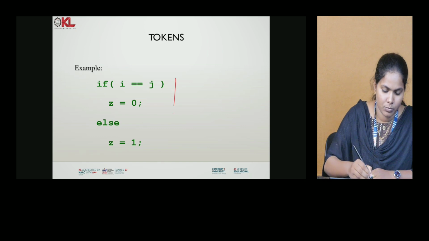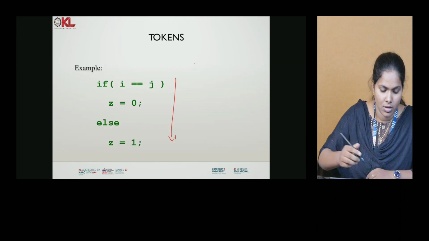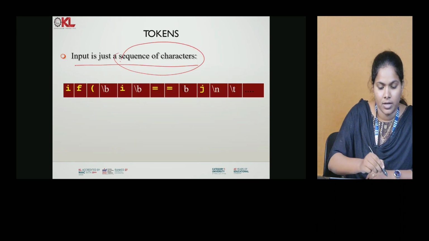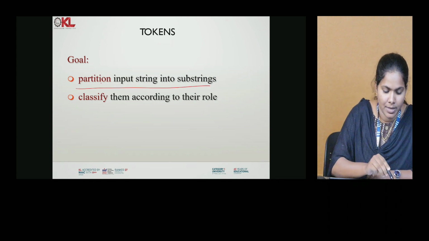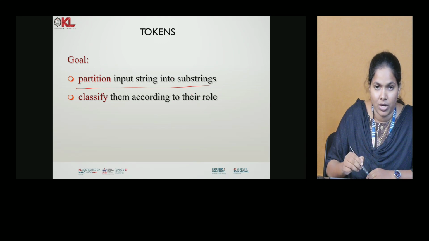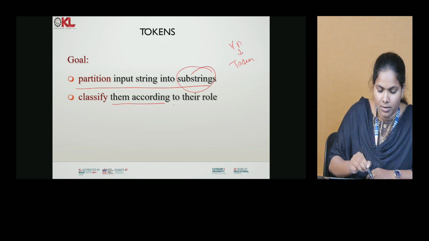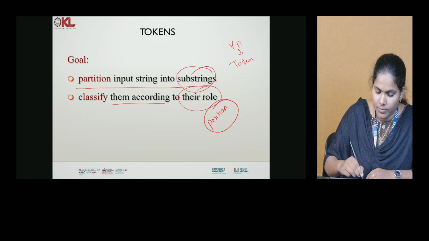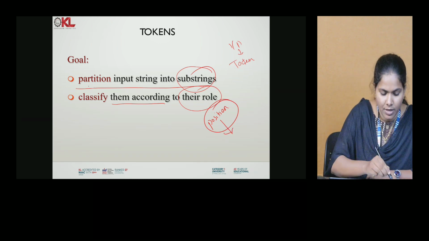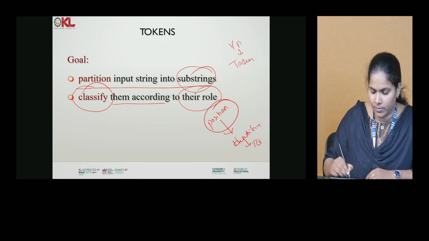Here this is the input program. The input is nothing but a sequence of characters. You can see the partition of the input string into substrings. We are taking the input string and generating the tokens, that means substrings, and we need to classify them according to their role. Previously in the example we saw position, right? It is one token. We classify it as an identifier.